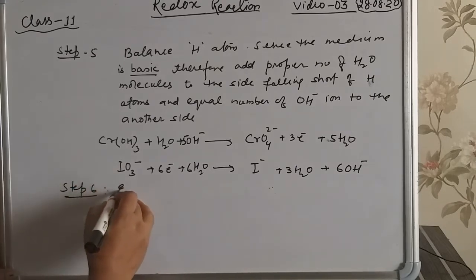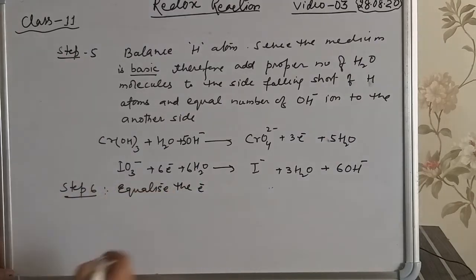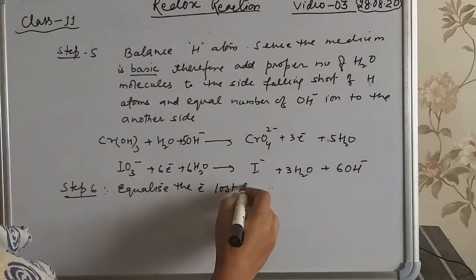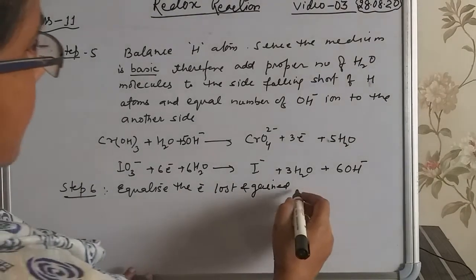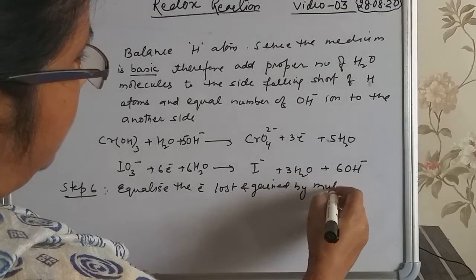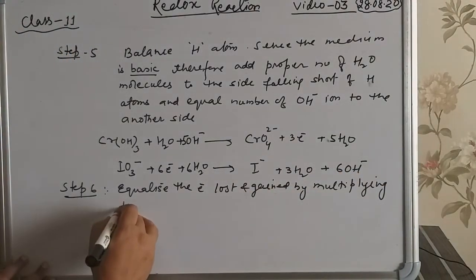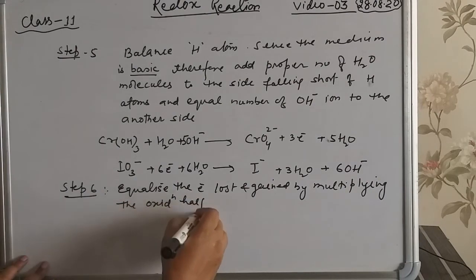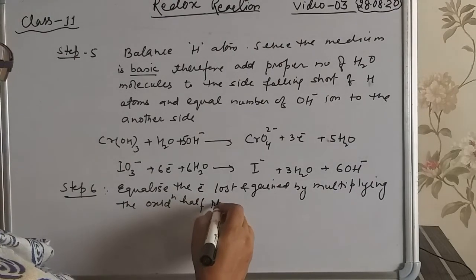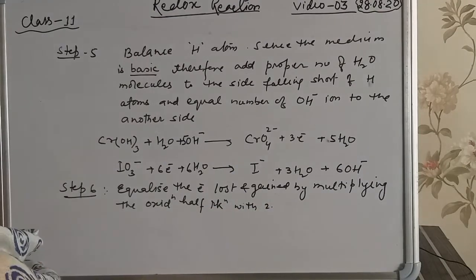Equalize the electrons lost and gained by multiplying the oxidation half reaction with 2 to balance the electron loss or gain.